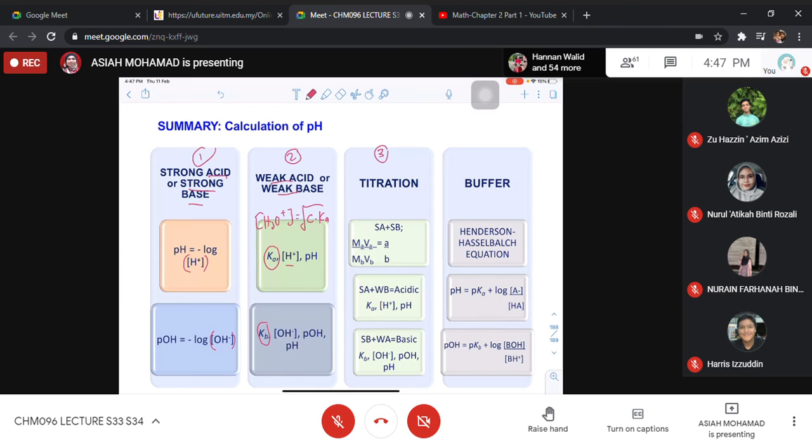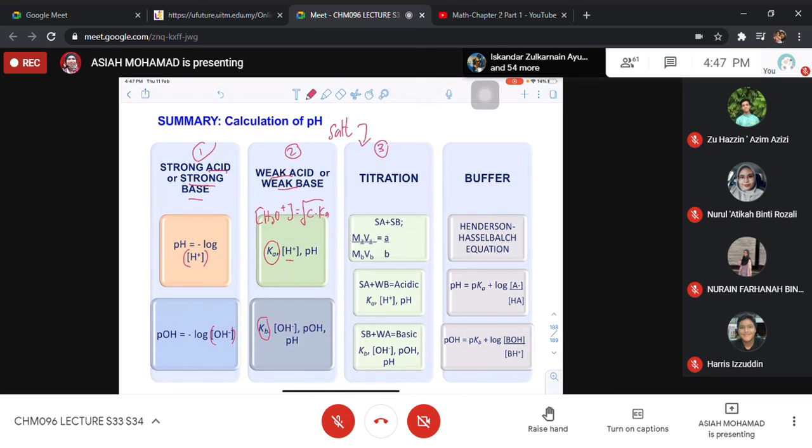The third one we learned is titration. After weak acid and weak base, there is also salt, which we use in titration. For titration at the equivalence point, the only species present is your salt. The salt dissociates and then hydrolyzes. Choose which ion will further hydrolyze, and this part is the same as the weak acid, weak base calculation. And then the fourth one that we just saw is buffer.